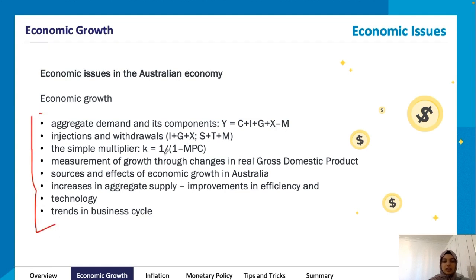We've got injections and withdrawals, so IGX-STM, the simple multiplier and how to calculate it, measurement of growth through changes in real GDP, sources and effects of growth in Australia, the increase in aggregate supply, and trends in the business cycle.